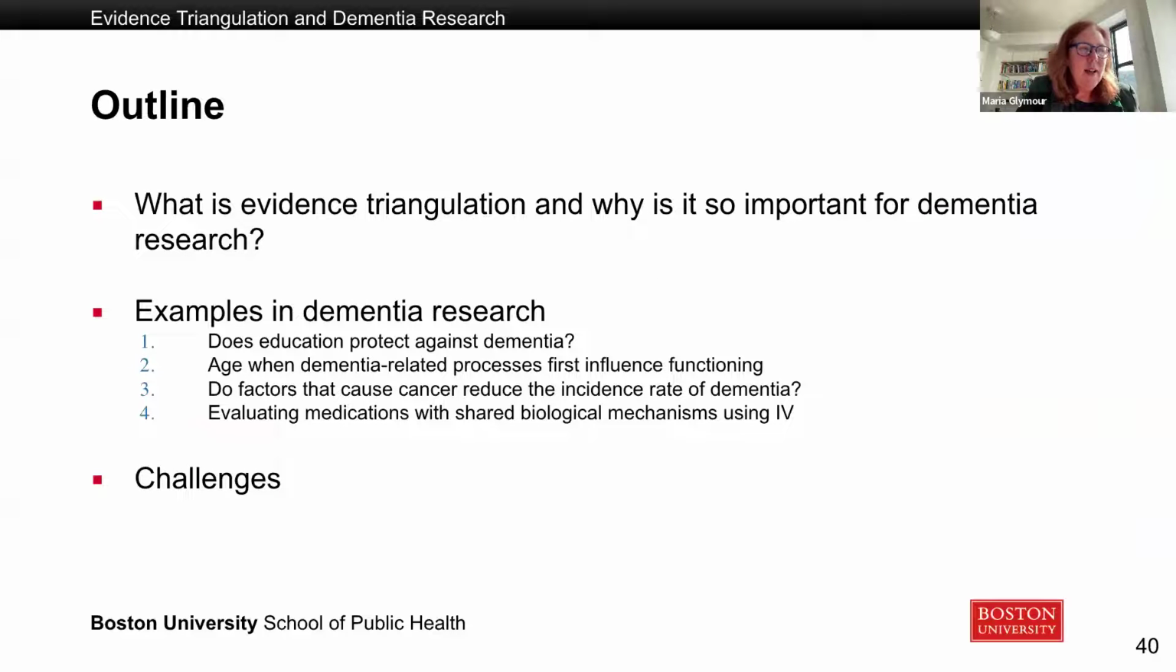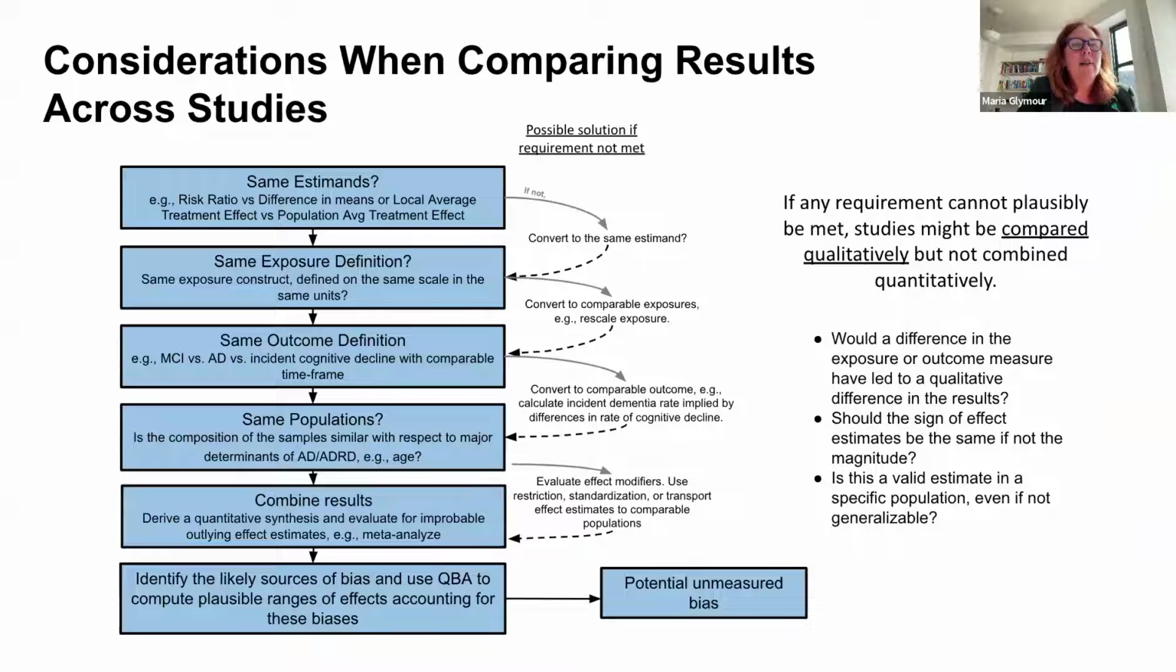All right, I have one more slide on challenges. I think it's actually quite challenging to really do evidence triangulation in its perfect sense. And one big challenge is how do you actually combine estimates across studies? There, I think we need a lot more focus on being very systematic about how we combine things to say, are these the same estimands?